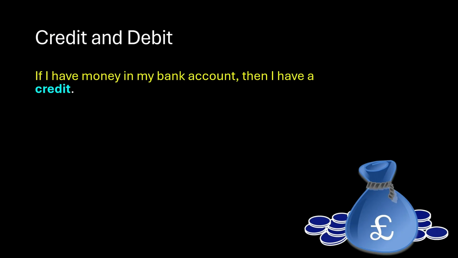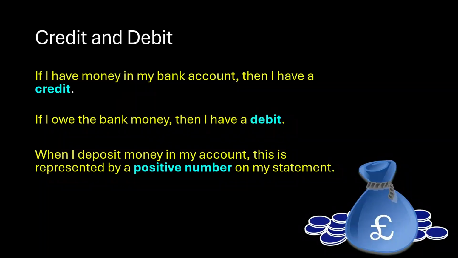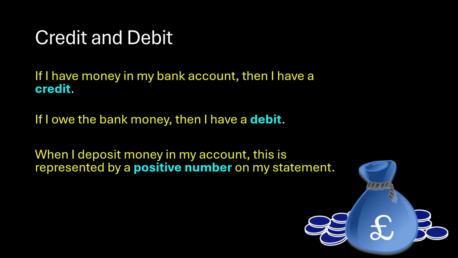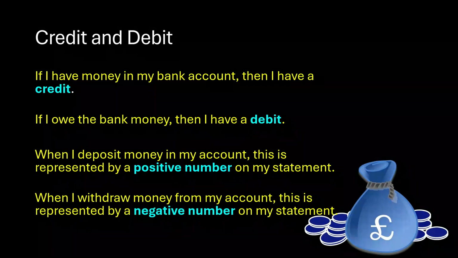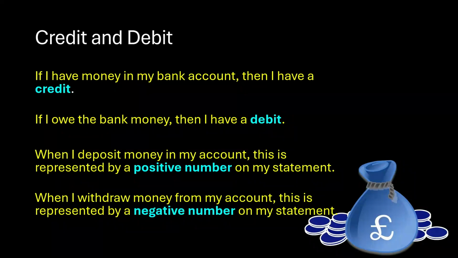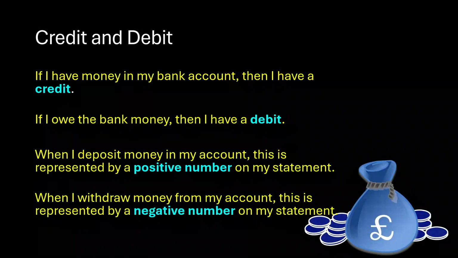Let's now take a look at another real-life example, credit and debit. If I have money in my bank account, then I have a credit. If I owe the bank money, then I have a debit. When I deposit money in my account, this is represented by a positive number on my statement. When I withdraw money from my account, this is represented by a negative number on my statement.